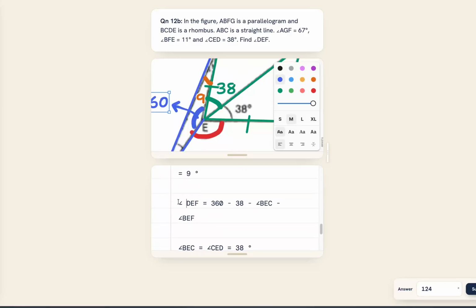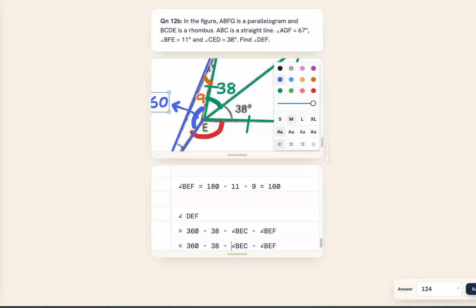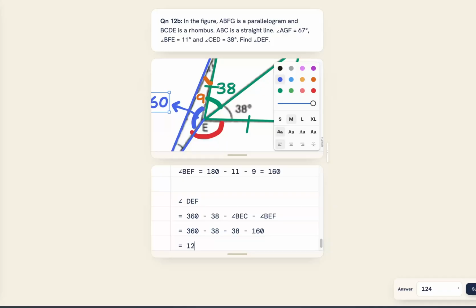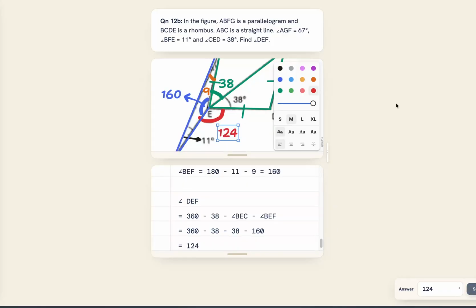So therefore, we can find out DEF, which is basically 360 minus 38 minus 38 minus 160. And this will be equal to 124 degrees. Okay, there you go. So that's the answer.